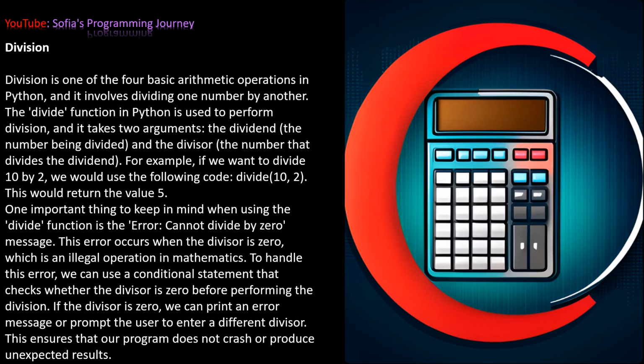One important thing to keep in mind when using the divide function is the error message, cannot divide by 0. This error occurs when the divisor is 0, which is an illegal operation in mathematics. To handle this error, we can use a conditional statement that checks whether the divisor is 0 before performing the division. If the divisor is 0, we can print an error message or prompt the user to enter a different divisor. This ensures that our program does not crash or produce unexpected results.